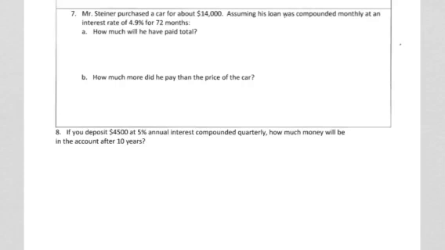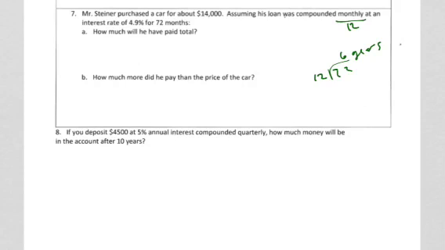All right, so this one here says number 7. Mr. Steiner purchased a car for about $14,000. Well, there's your principal. Assuming his loan was compounded monthly, well, there's your N, monthly. That's going to be 12. At an interest rate of 4.9%, there's your R, for 72 months. Well, you might want to figure out how many months that is. We want years. So if you take 72 and divide it by 12, we're talking 6 years. So there's our T, 6, not 72, 6. We want years for the T, time in years.